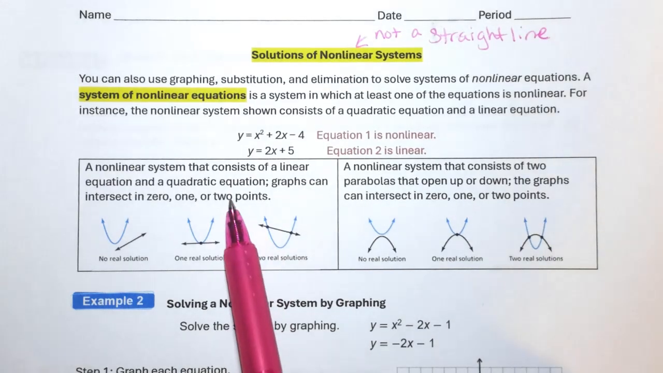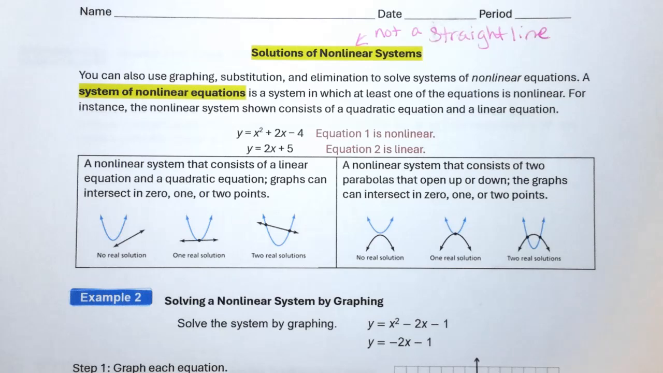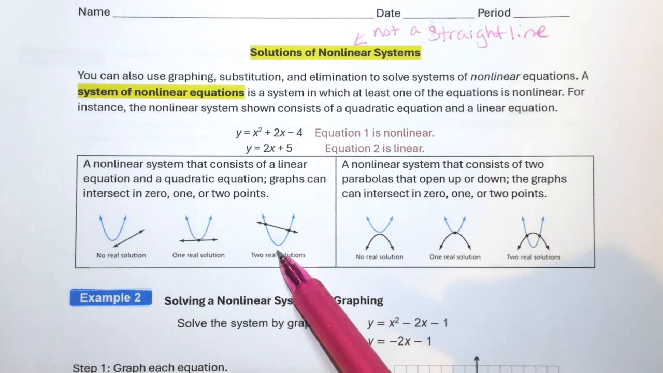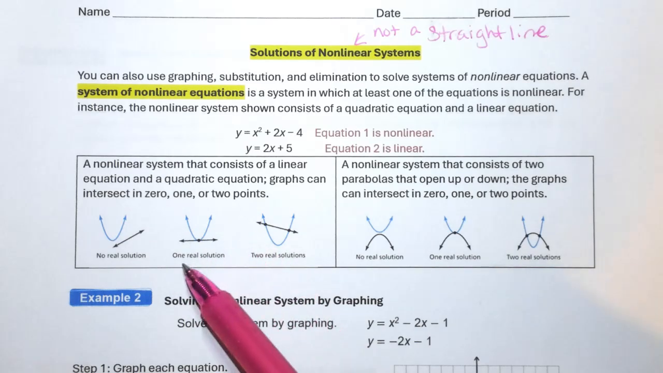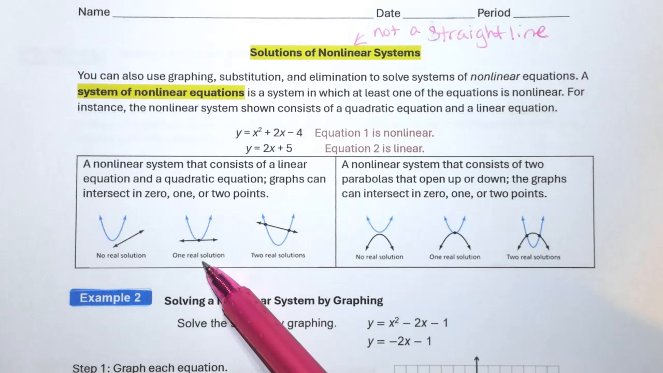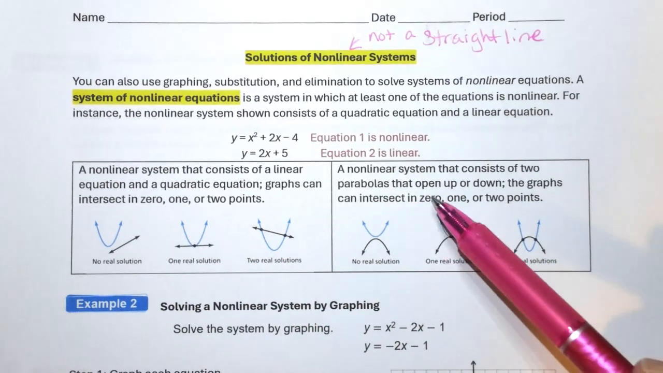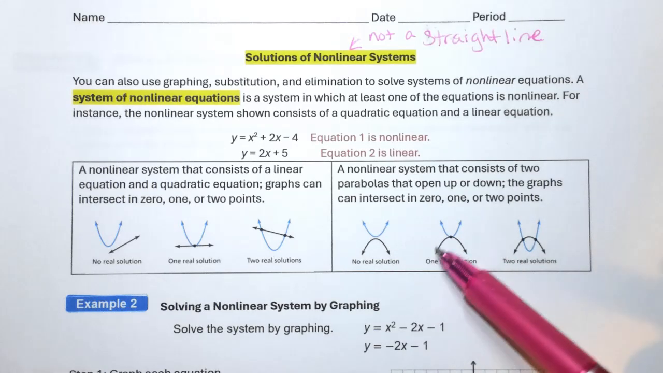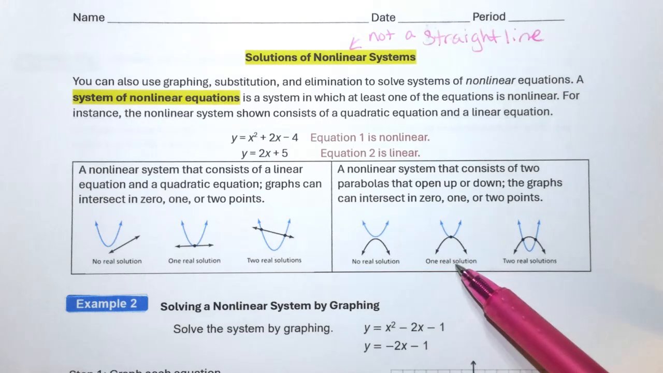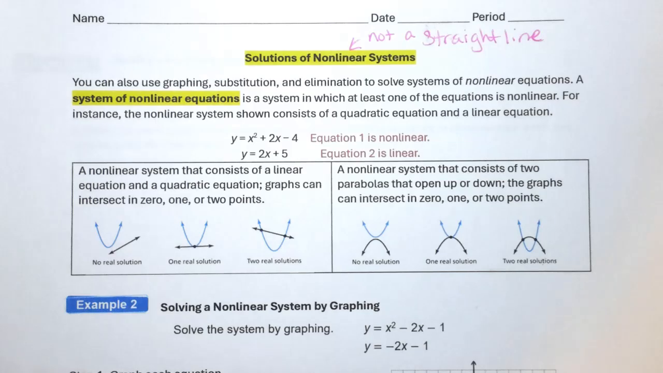Parabola. So we can also use graphing, substitution, and elimination to solve systems of nonlinear equations. Here are some examples of nonlinear with a linear and how you would find your solution. If they don't intersect, there's no solution. They intersect one time, that's your only solution. They intersect twice, you have two. Then if you have two nonlinear functions, so two parabolas, this is how you would determine how many solutions they have. They don't intersect, you got none. They intersect once, you got one. They intersect twice, you have two.